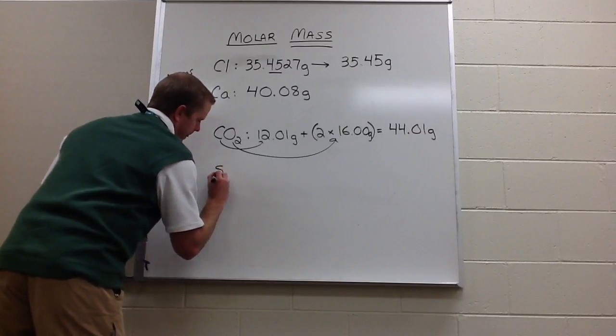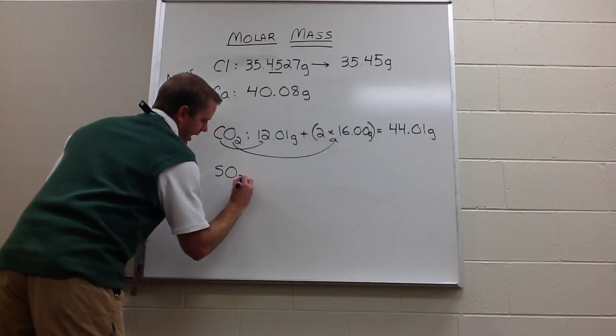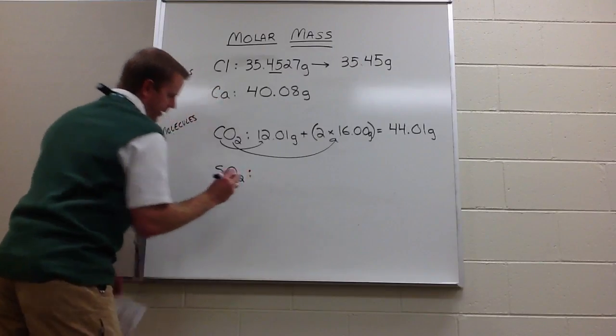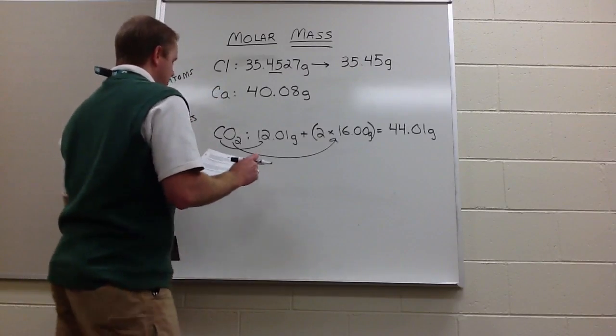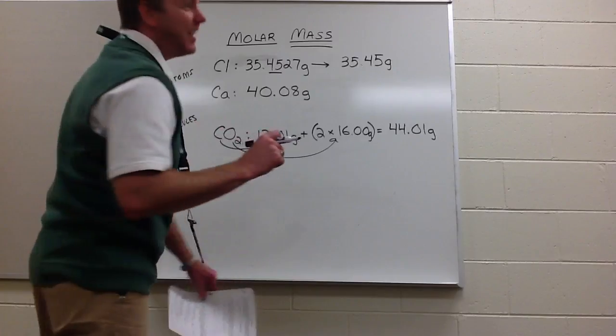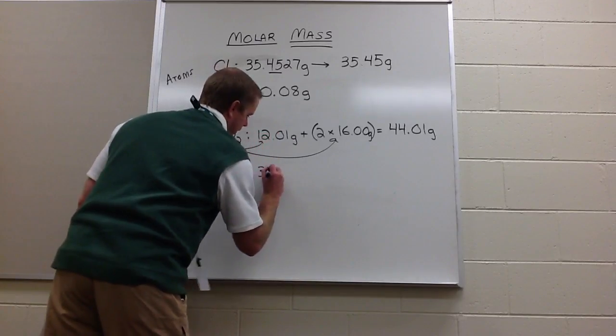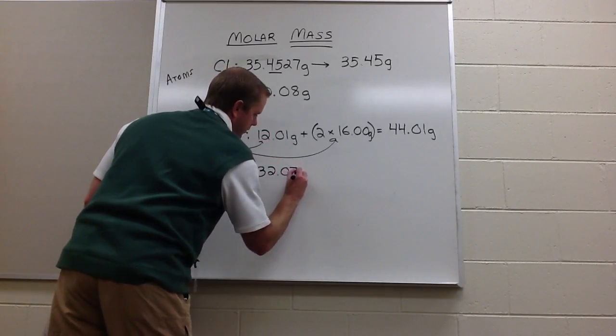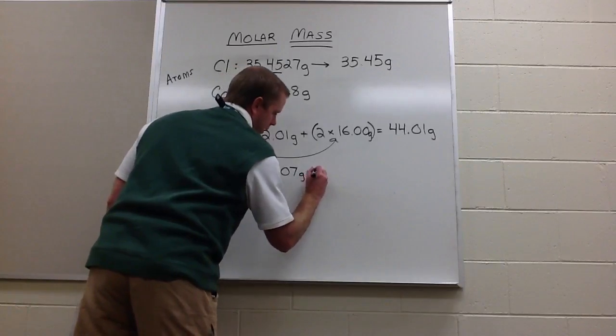SO2, sulfur dioxide, is the name of it, right? Hopefully we recall that. 32.066 is sulfur, so that rounds to 32.07 grams. Always to the hundredths place.